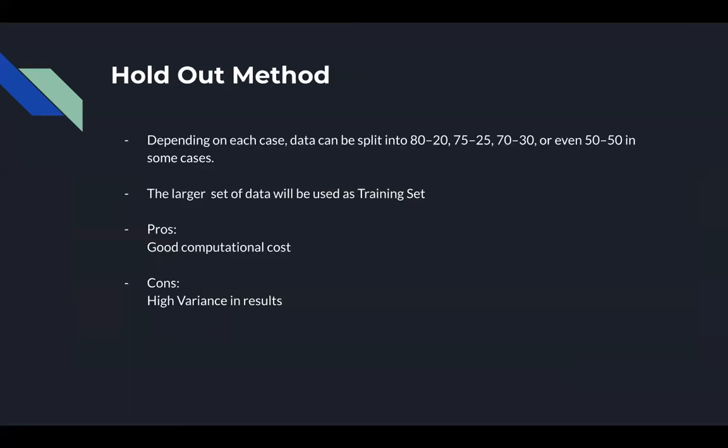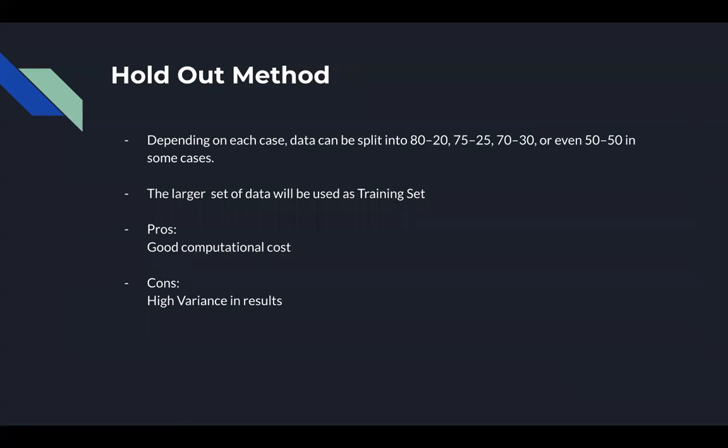Depending on each case, the data can be split into 80% to 20%, 75% to 25%, 70% to 30%, or even 50-50 in some cases. The split will happen randomly, meaning we don't know which data will be used to train and which data will be used to test.